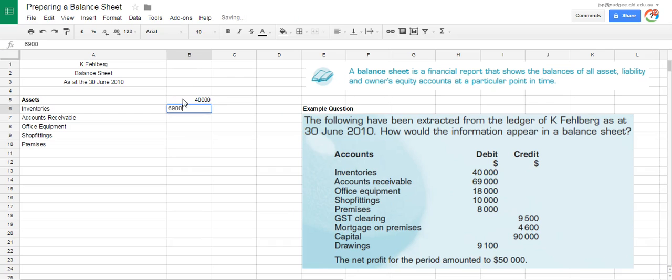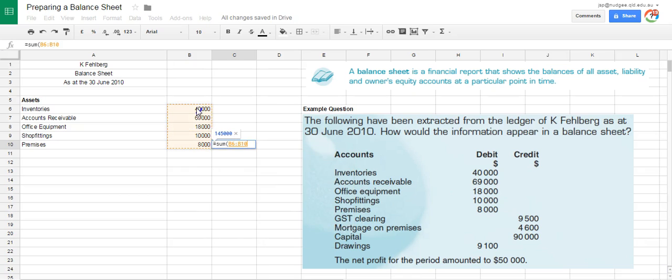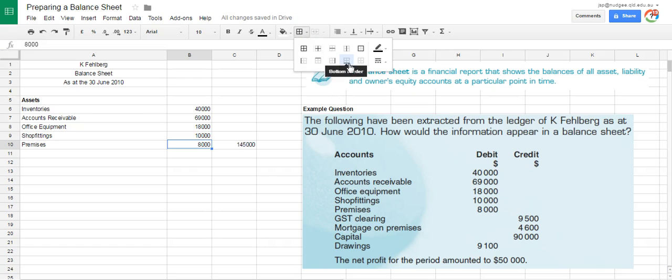Now I'm just going to fill in the numbers in my second column here. 40,000, 69,000, 18,000, 10,000, 8,000, and I've stuffed up. This is the nice thing about using a computer instead of using paper. Now after that I can find my total assets. Now that's going to be equal to the sum of all of these numbers. And we'll just underline this just to show that we've done some maths on that.